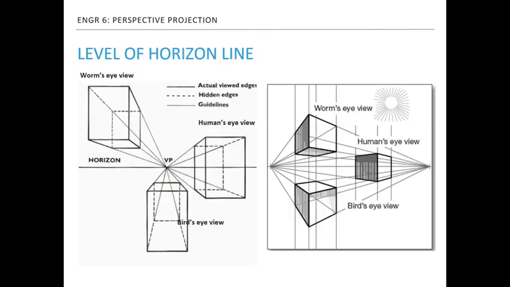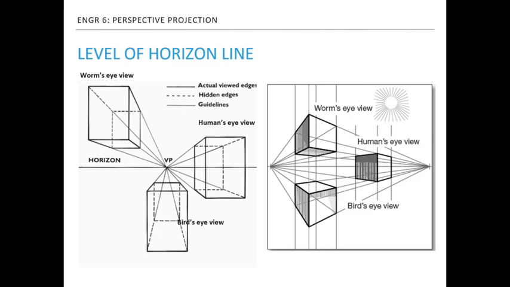The elevation of the horizon determines how high or low the object is viewed. The location of the horizon represents the elevation of your eyes. If the horizon is at the lower part of your paper, it means your eye level is close to the ground and the object is higher or taller than you are, as if you're looking up at an airplane or a building. This is called worm's eye view.